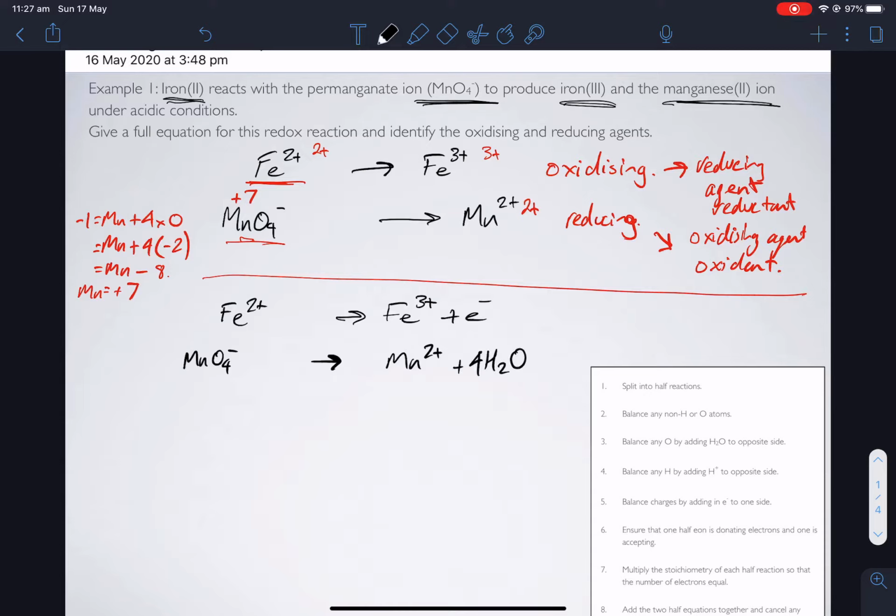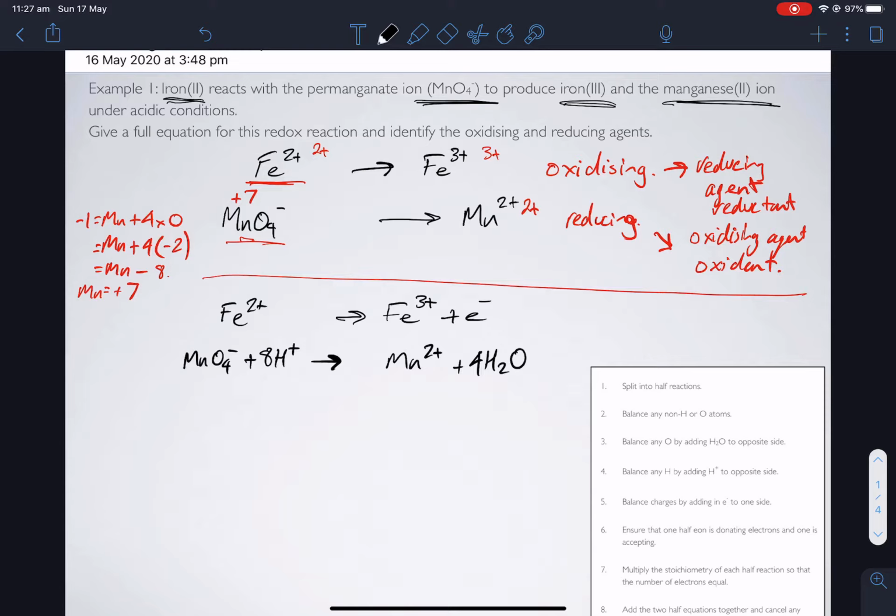4H2O. Okay, now number 4, balance any hydrogens by adding protons to the opposite side, H pluses. We've now got 4 waters on the right. There's 8 hydrogens. So we need to balance that out with 8 H pluses on this left-hand side. 8 H plus.